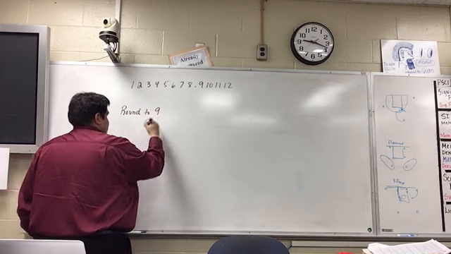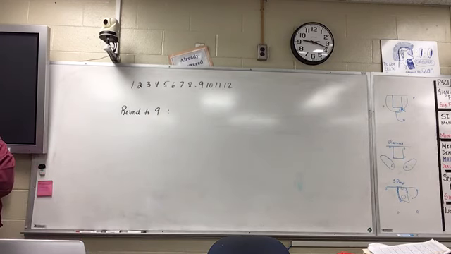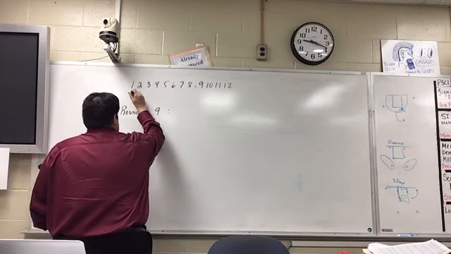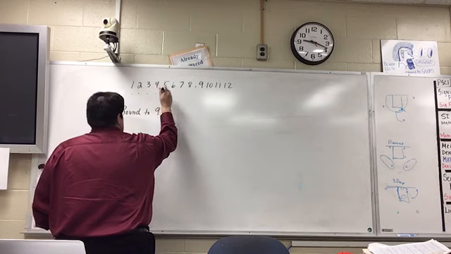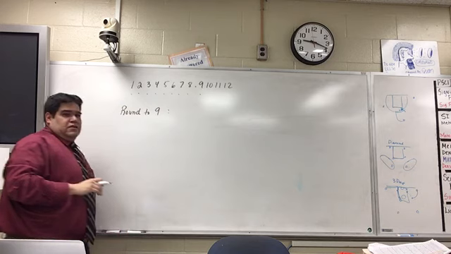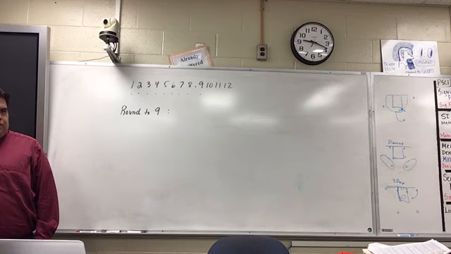Round to 9, okay? So I'm going to show you how we round to 9. Remember I said when we read numbers, we start from what side? The left, right? So here's my first, second, third, fourth, fifth, sixth, seventh, eighth, 9 significant. Those are my 9 significant numbers. Are we good with that right there so far?